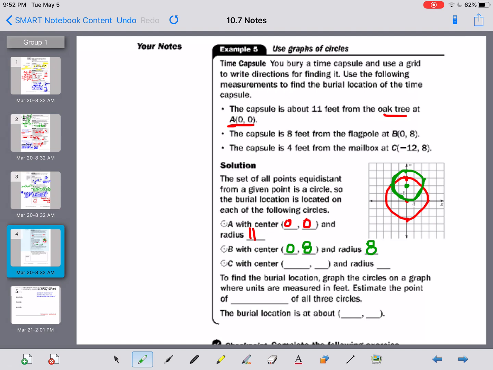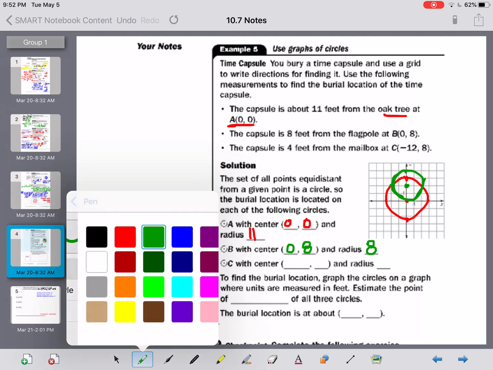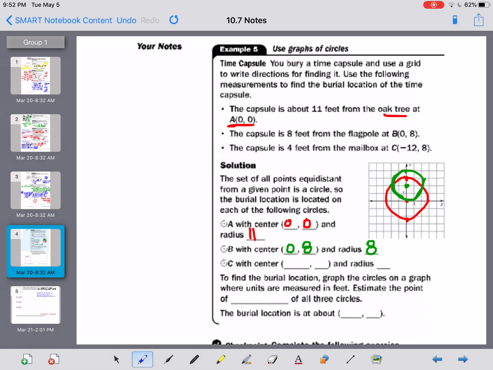All right, one more clue to kind of narrow it down. It says the capsule is 4 feet from the mailbox, and the mailbox is at (-12, 8). So I'm going to go to (-12, 8) for my center. So -12 would be 3 lines to the left. Positive 8 would go up. Okay, so there's my center of (-12, 8). And this time I have a radius of 4.